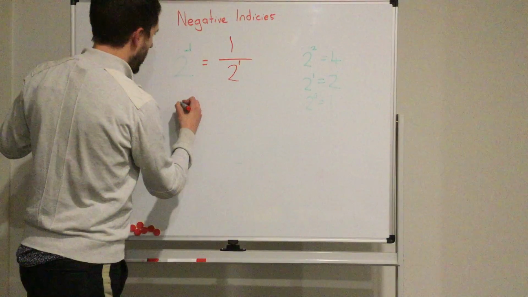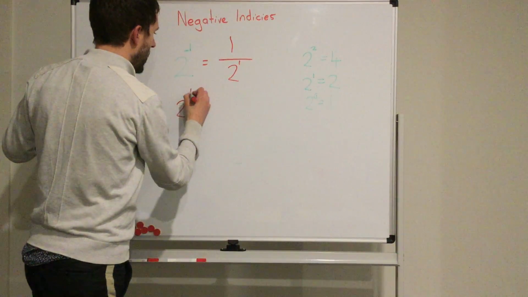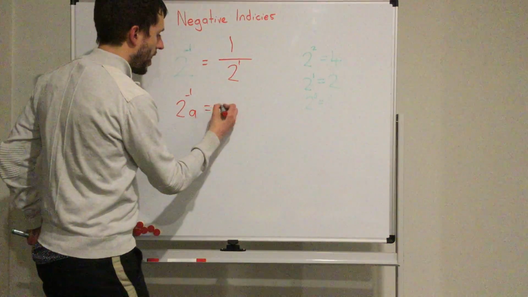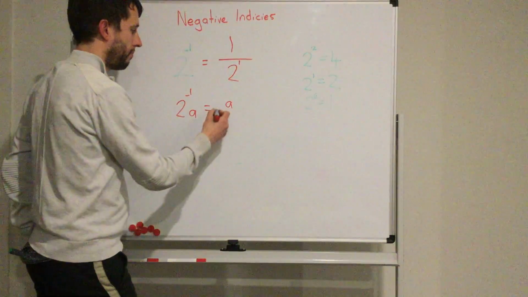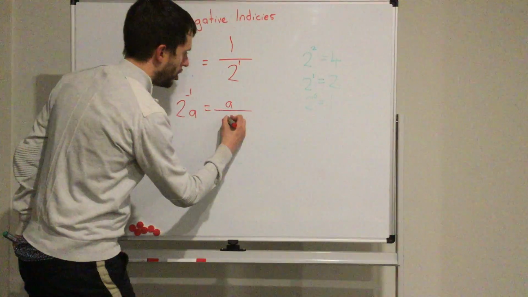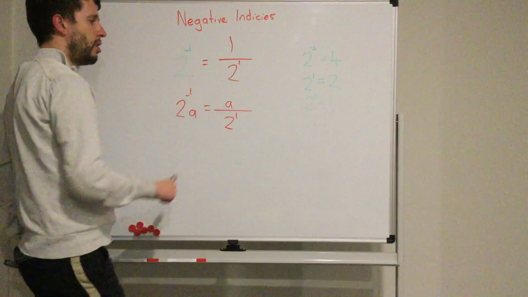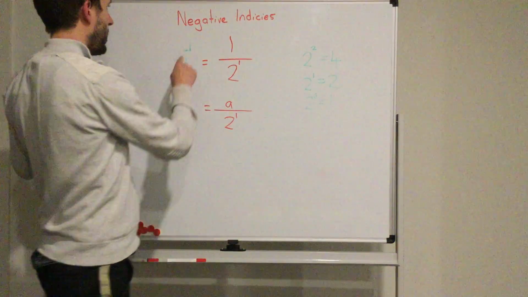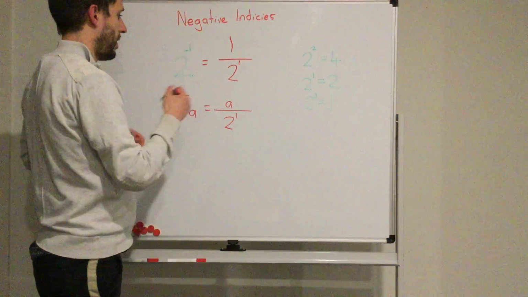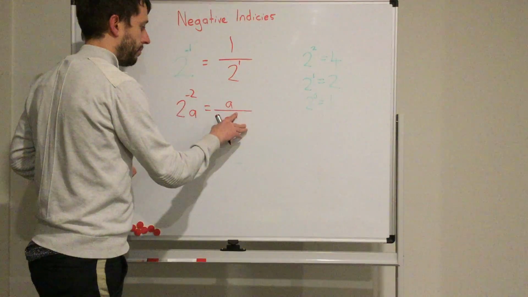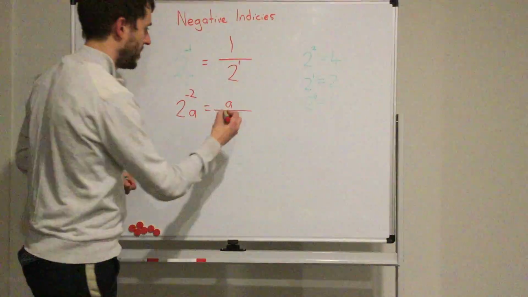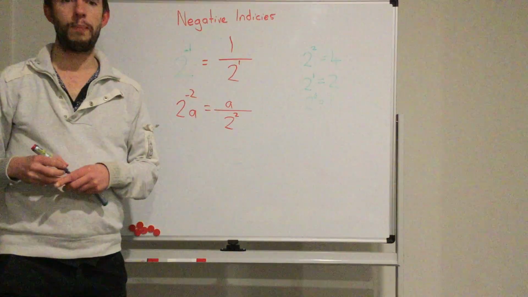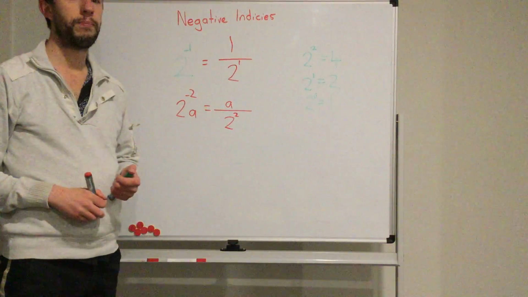If I had, for example, 2 to the power of negative 1a, then the a would stay up the top, and the 2 will go down the bottom and the indice becomes a positive. It doesn't matter if it's a negative 2. All that happens is the power is a positive 2 underneath the line.